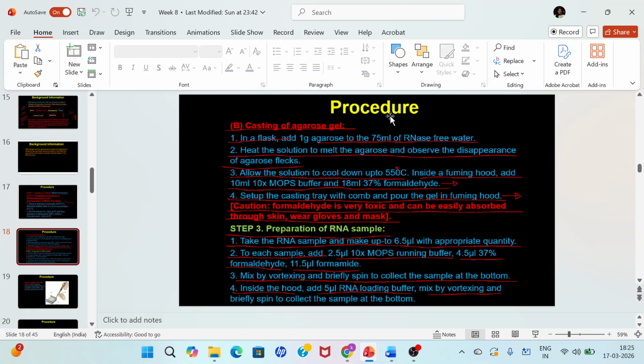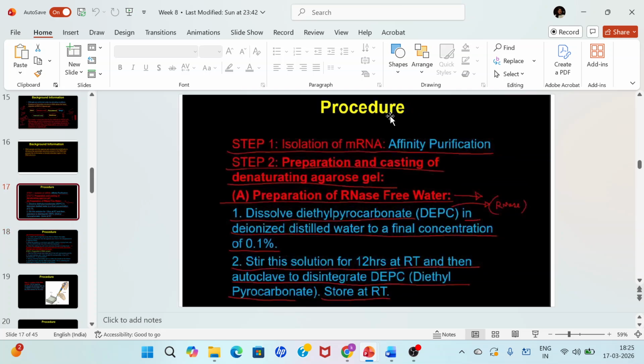So basically we are not going into the details of how the casting of the denaturing agarose gel will be done. You must have studied.